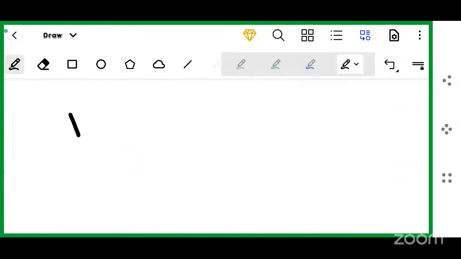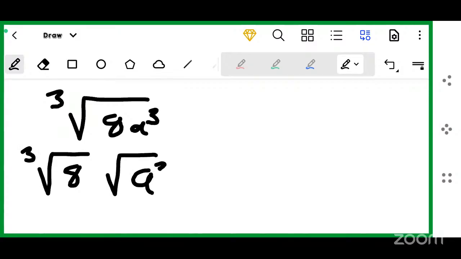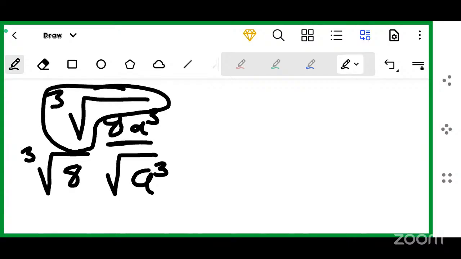So let's say you have the cube root of 8 to the power of 3, a to the power of 3. If you have something like this, it's the same as writing it like this and also like this, because the cube is going to work out for both of them. So it's better to split them.